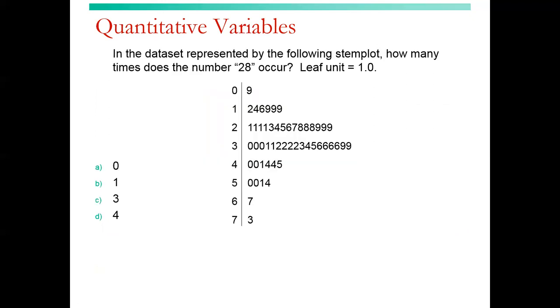In the data set represented by the following stem plot, how many times does the number 28 occur? Given that the leaf unit is 1. If we look at the stem 2, representing 20s, and we look at the leaf on the 2 row, the leaf is an 8. We have 1, 2, 3 8s on the row with the 2 as the stem. So 3 28s are represented in this stem plot.